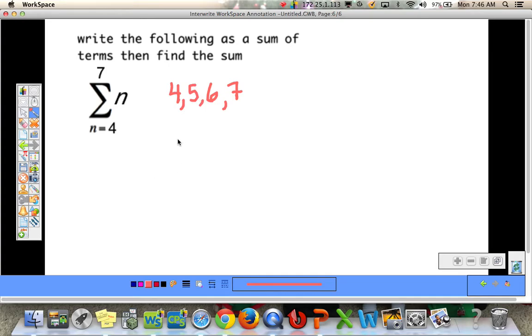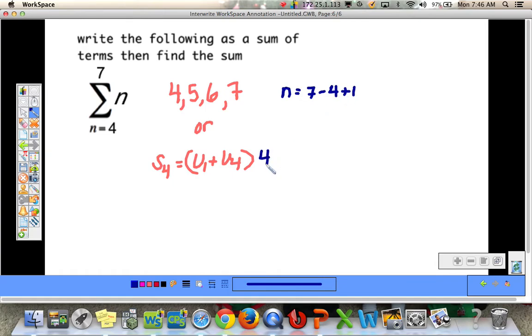You could add those up, or we could use our sum formula. The sum of the first 4 terms is the first term plus the 4th term, times the number of terms. And again, to get the number of terms, so you get n, you can do 7 minus 4, but then add 1. We know there's 1, 2, 3, 4 terms. 7 minus 4 is 3. 3 plus 1 is 4. So there's 4 terms. Divide that by 2.